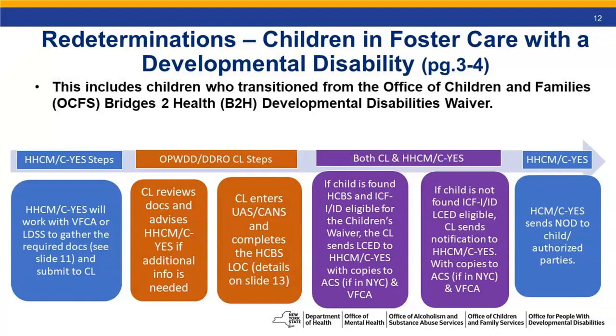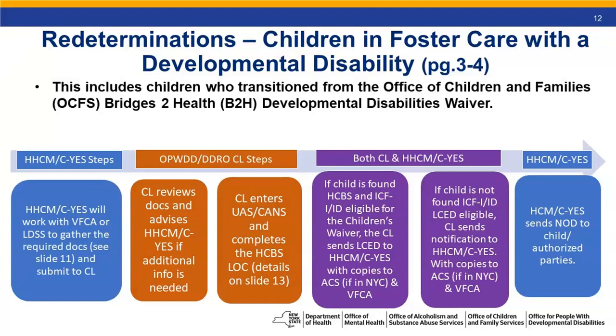The next step, the OPWDD DDRO Children's Liaison reviews the documentation and advises the care manager or CES if additional information is needed. The DDRO Children's Liaison then enters the UAS or the CANS and completes the HCBS level of care. Now we go into more detail on the next slide as to how the Children's Liaison does this. The next step, it's actually in conjunction, both the Children's Liaison and the Health Home Care Manager work together.